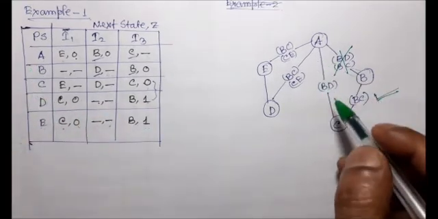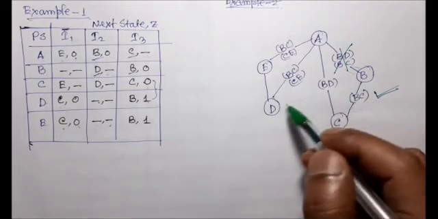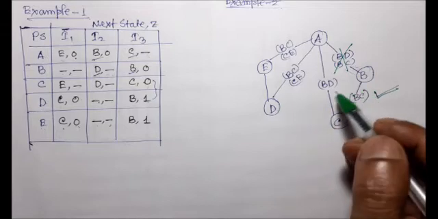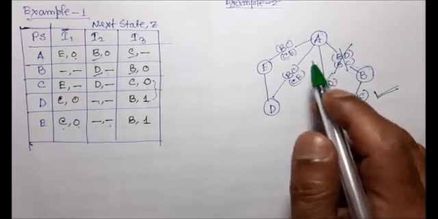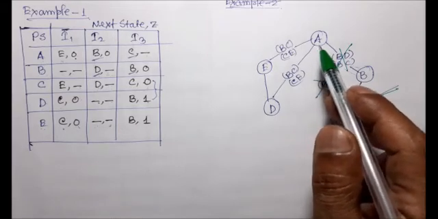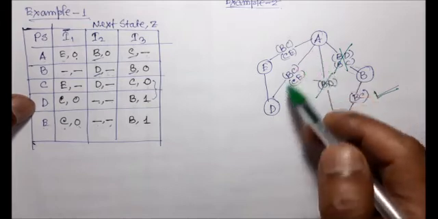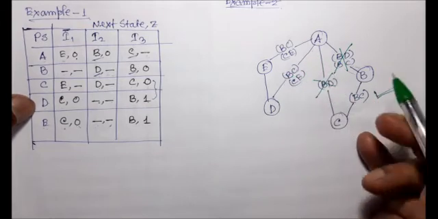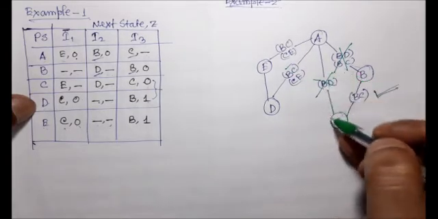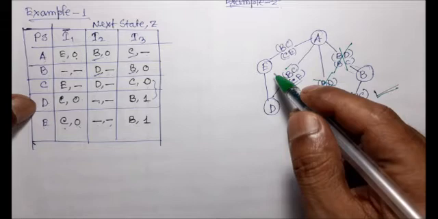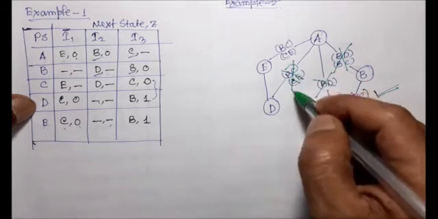And now consider the next one, AC. AC is compatible if BD is compatible. Is there any arc between B and D? No, there is no arc between B and D. So BD is not compatible, so AC is also not compatible. Then compare A and D. If BC is compatible, that is okay. But CE is not compatible, right? There is no arc, so completely it will be removed.